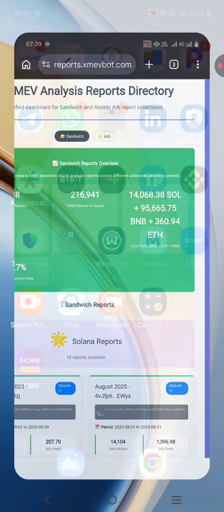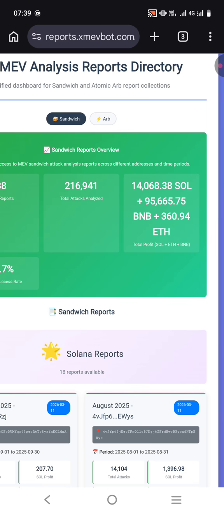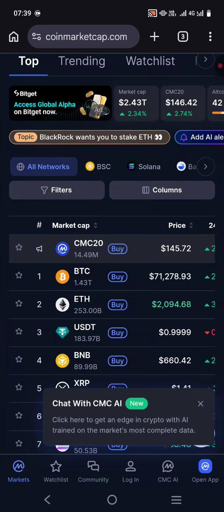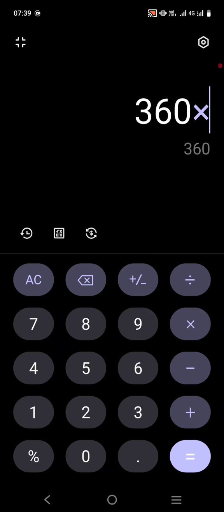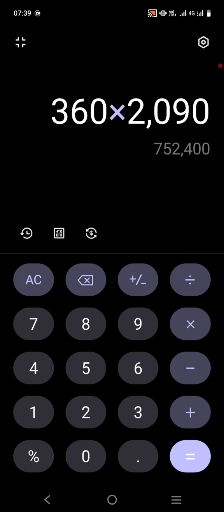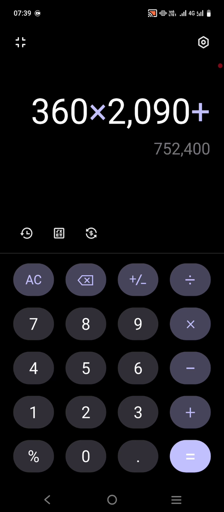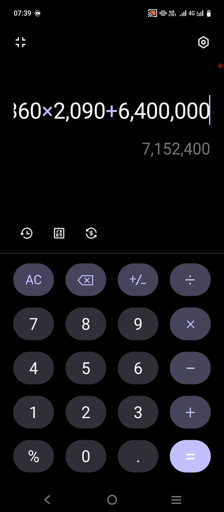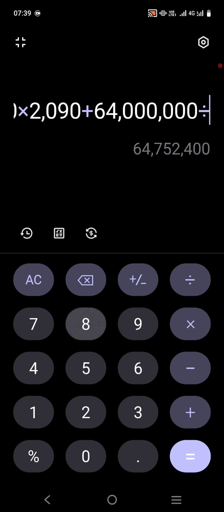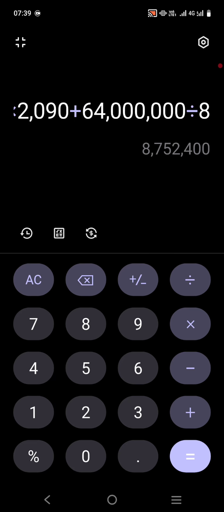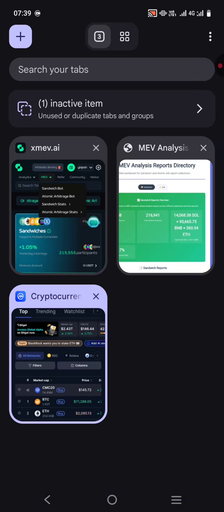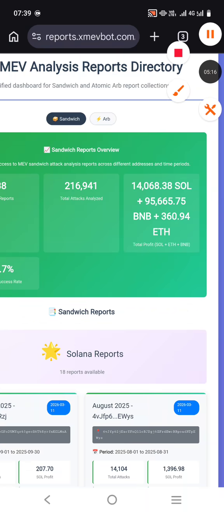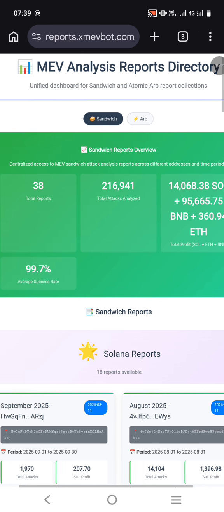Let's quickly look, I don't want this video to be too long. The Ethereum is 360. Let's look at the current price of Ethereum. 2094. So let's just say 360 times 2090, this is $752,000, plus the over $64 million we already saw there. So you can see the humongous profit. Let's even say in the last 8 months, that is an average of over $8 million every day that this bot is making. So definitely sustenance is not an issue here because the bot is making good money in real time. You understand?